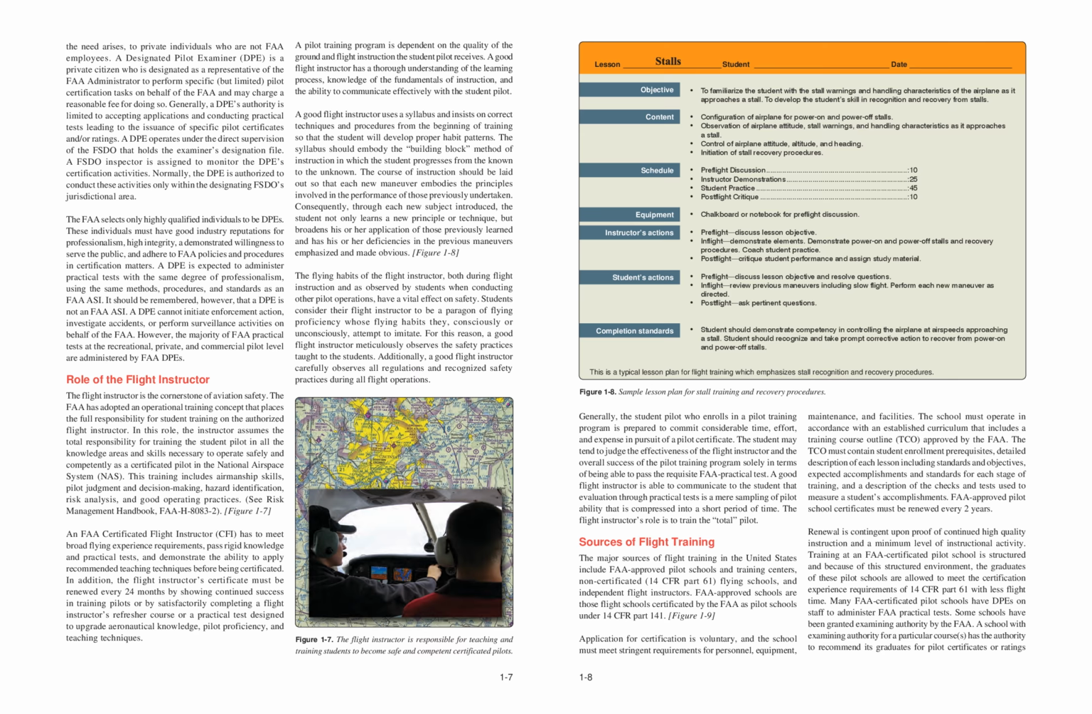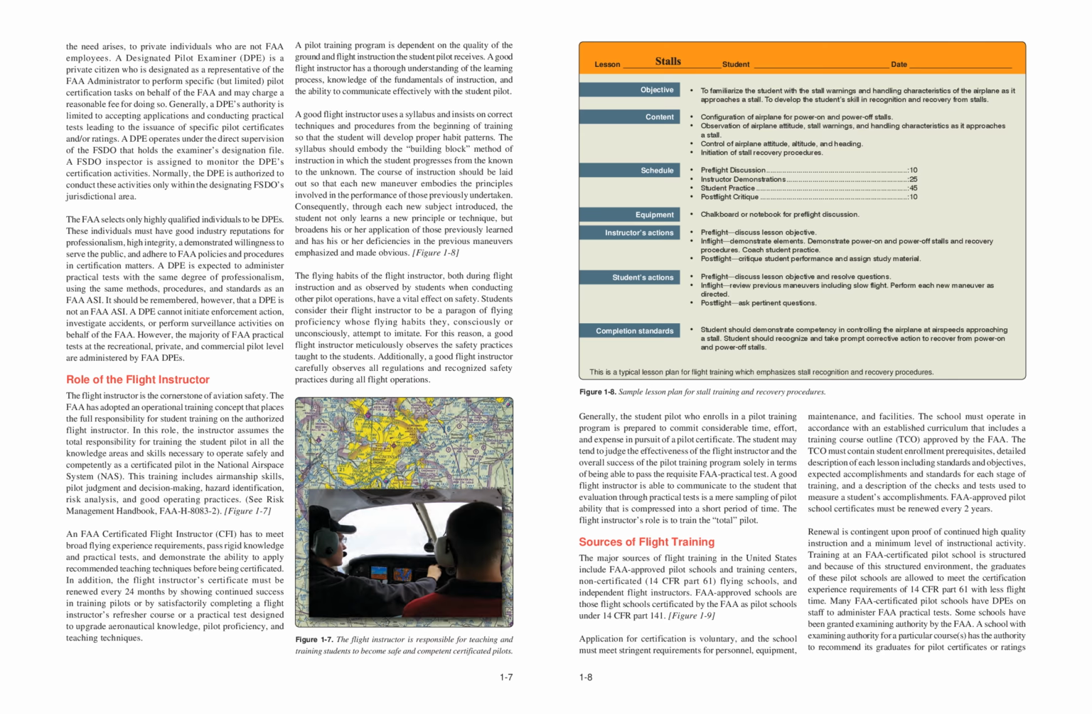Sources of flight training. The major sources of flight training in the United States include FAA-approved pilot schools and training centers, non-certificated 14 CFR Part 61 flying schools, and independent flight instructors. FAA-approved schools are those flight schools certificated by the FAA as pilot schools under 14 CFR Part 141. Figure 1.9. Application for certification is voluntary, and the school must meet stringent requirements for personnel, equipment, maintenance, and facilities.